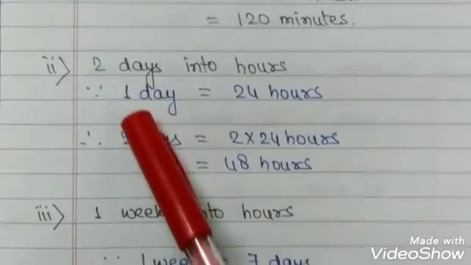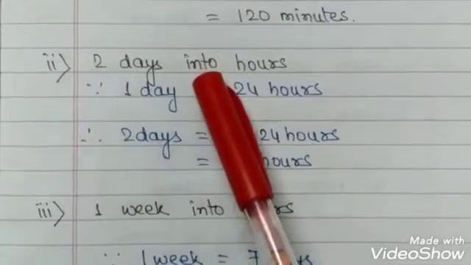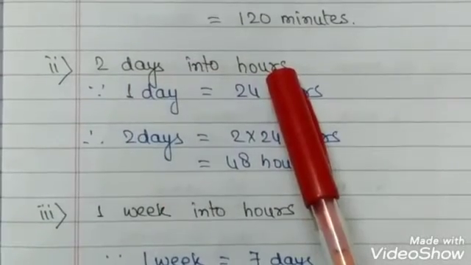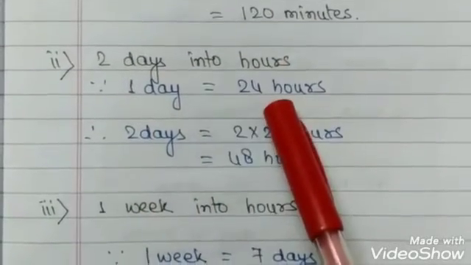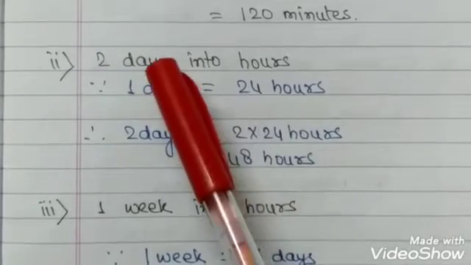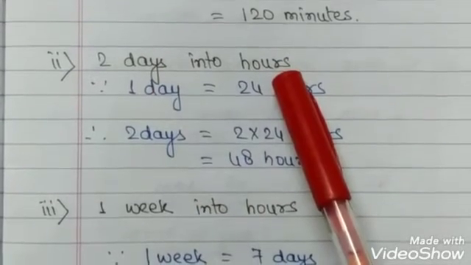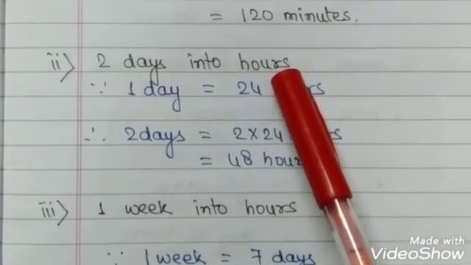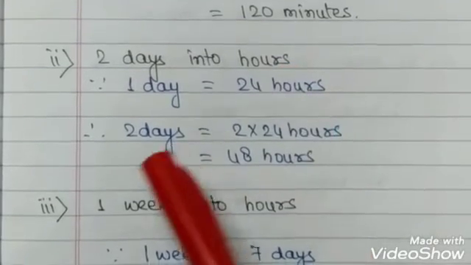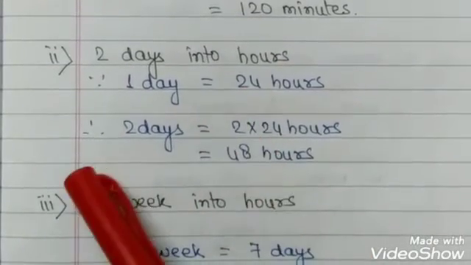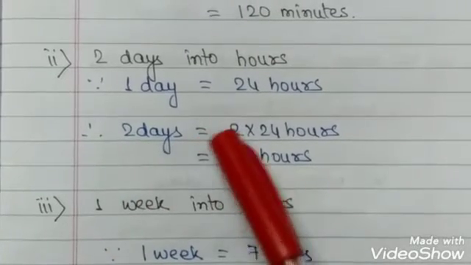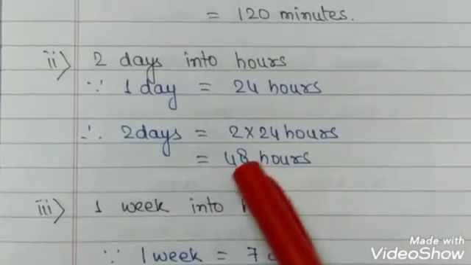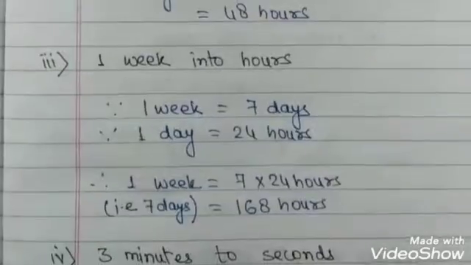Let's take one more example. Convert 2 days into hours. Now we will see the relationship between days and hours. So 1 day is equal to 24 hours, and since day is a higher unit and hour is a smaller unit, to convert from the higher unit to the smaller unit, we will multiply by the relationship, or the conversion factor. So therefore 2 days is equal to 2 multiplied by 24 hours. This will give us 48 hours.